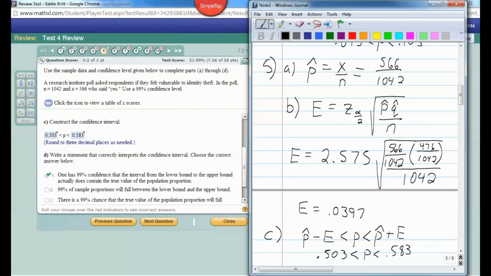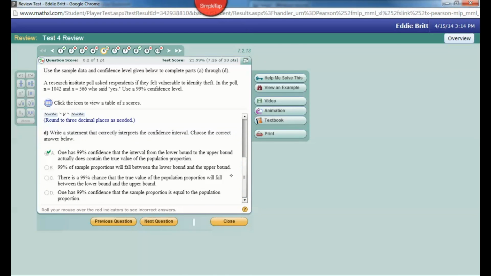All right. And so you can see the correct answer there. Write a statement that correctly interprets the confidence interval. Choose the correct answer below. All right, the correct answer is part A. One has 99% confidence that the interval from the lower bound to the upper bound actually does contain the true value of the population proportion.